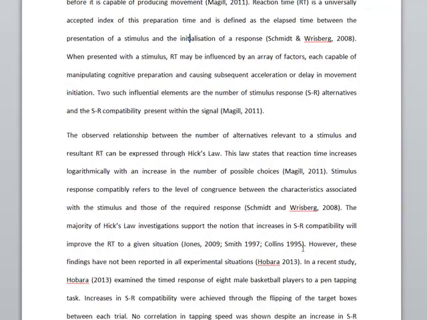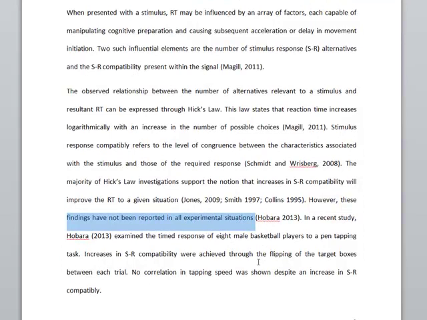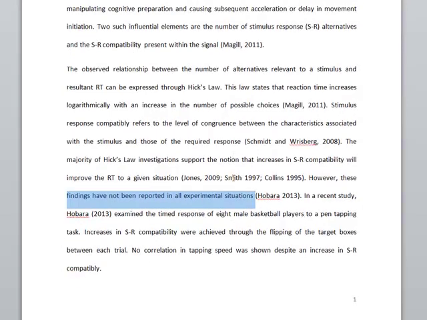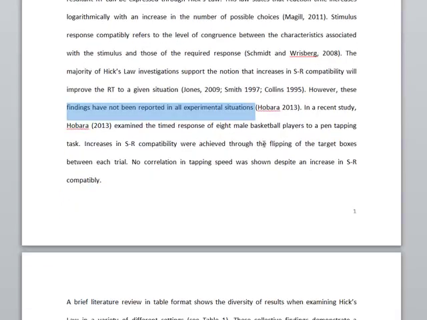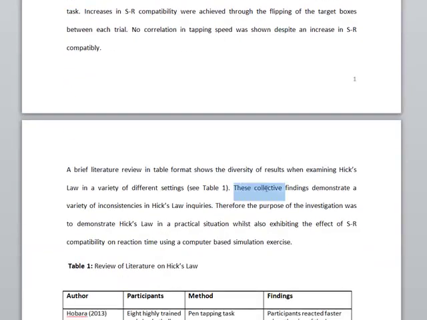So it'll say in a recent study, the findings... these findings have not been reported in all studies, so it's showing you a variety of studies and where there might be a little bit of uncertainty about what the results are showing, which ultimately leads them to the collective findings demonstrate, therefore the purpose of this investigation.